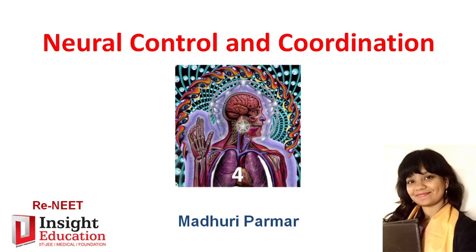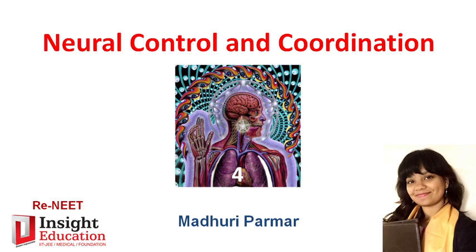Good morning, everyone. This is the fourth lecture for your chapter, Neural Control and Coordination. Up till the previous class, we have discussed the structure of your brain and the functional areas of the brain. Today, we will be talking about the spinal cord, which is the second part of your central nervous system.